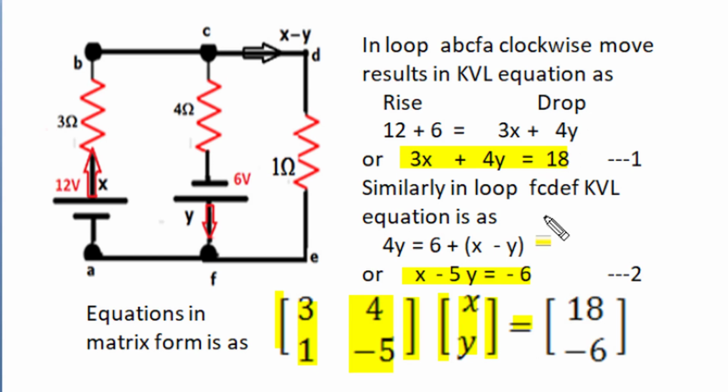a column matrix 18 and minus 6, and matrix multiplication of column elements with row elements indicates 3x plus 4y equal to 18 as the first equation and 1x minus 5y is equal to minus 6 as the second equation.